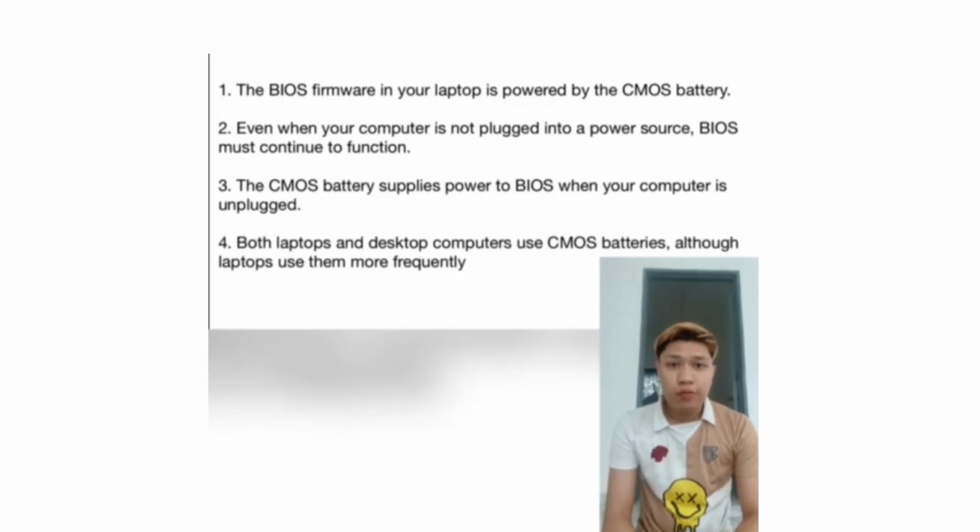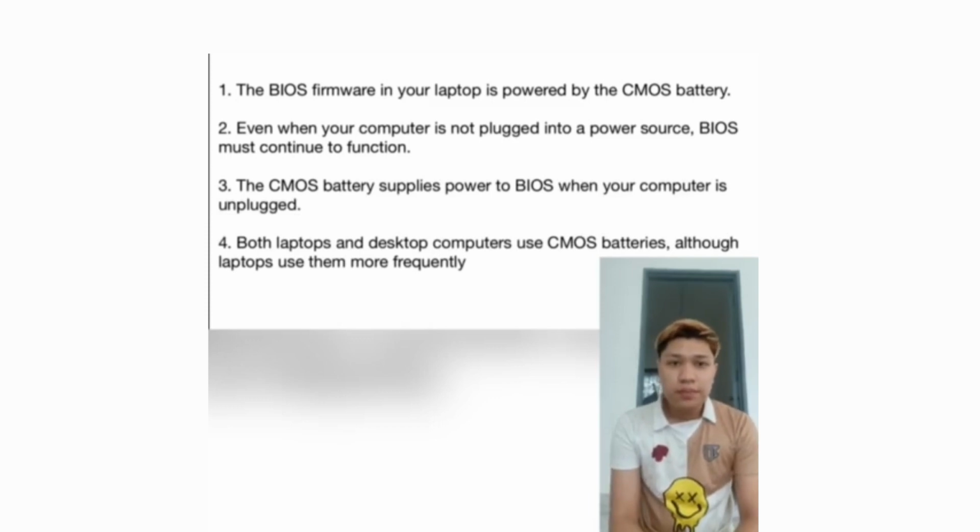The BIOS firmware in your laptop is powered by the CMOS battery. Even when your computer is not plugged into a power source, BIOS must continue to function. The battery enters the picture here. The CMOS battery supplies power to BIOS when your computer is unplugged. Both laptop and desktop computers use a CMOS battery.